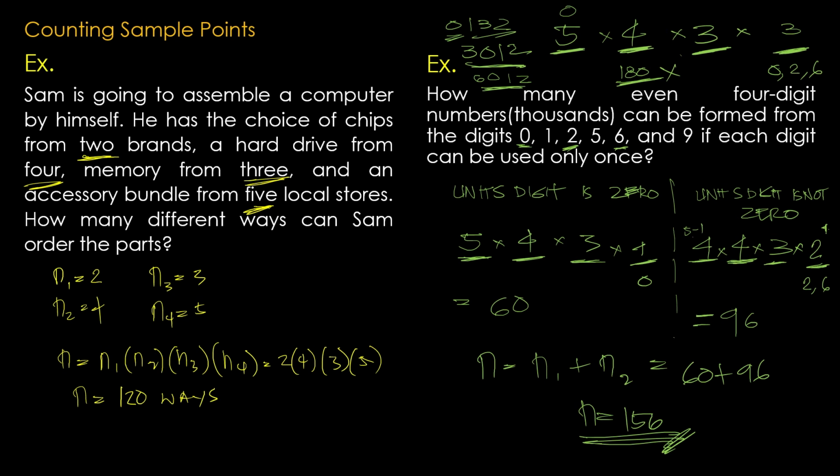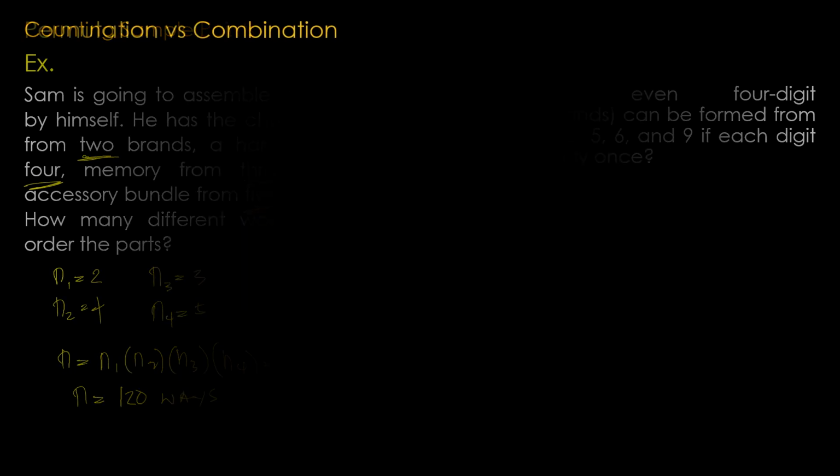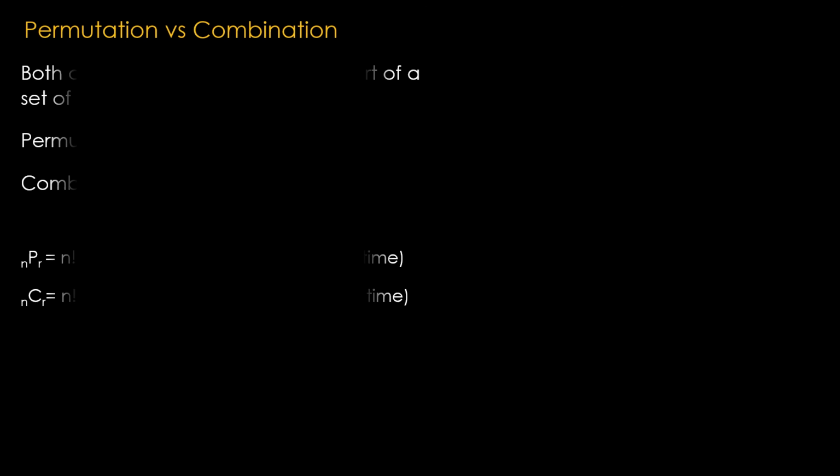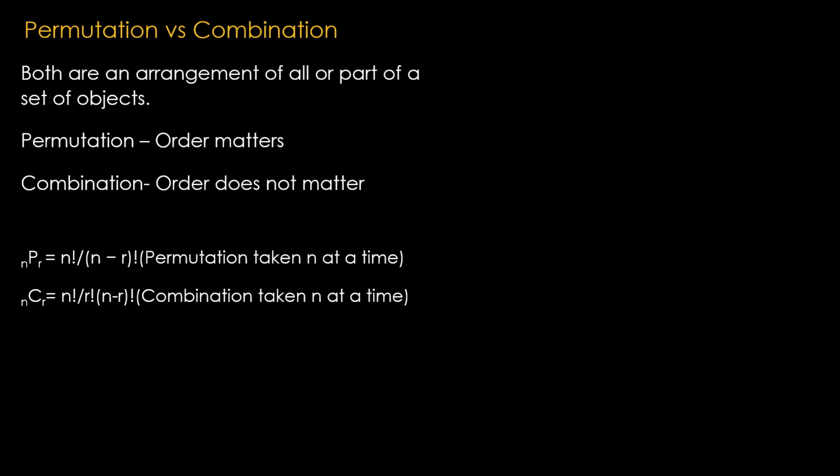Okay? Sige. Okay, sige. Permutation versus combination. So, permutation and combination are both an arrangement of all or part of a set of objects, wherein the difference is, in permutation, the order matters. Meaning, the order is important. And for the combination, the order does not matter. That's the only difference.